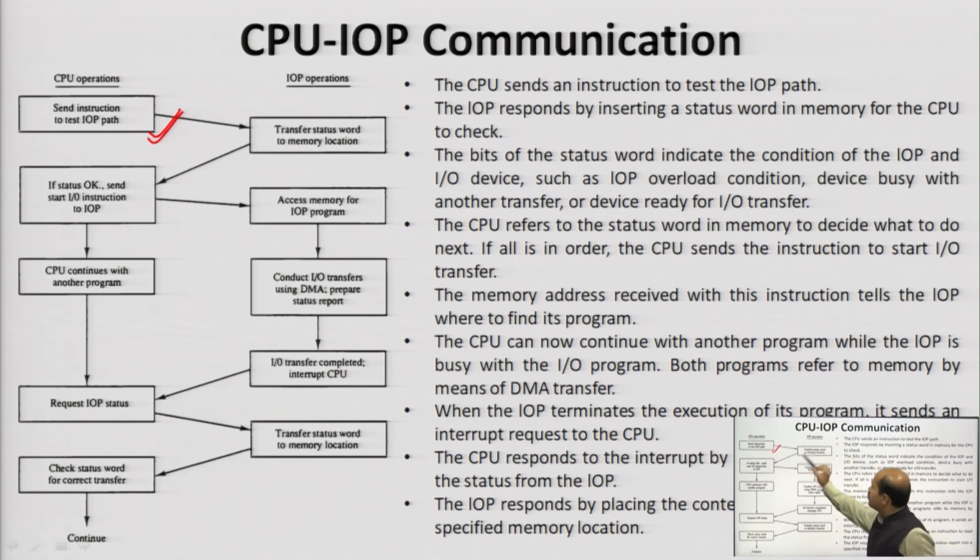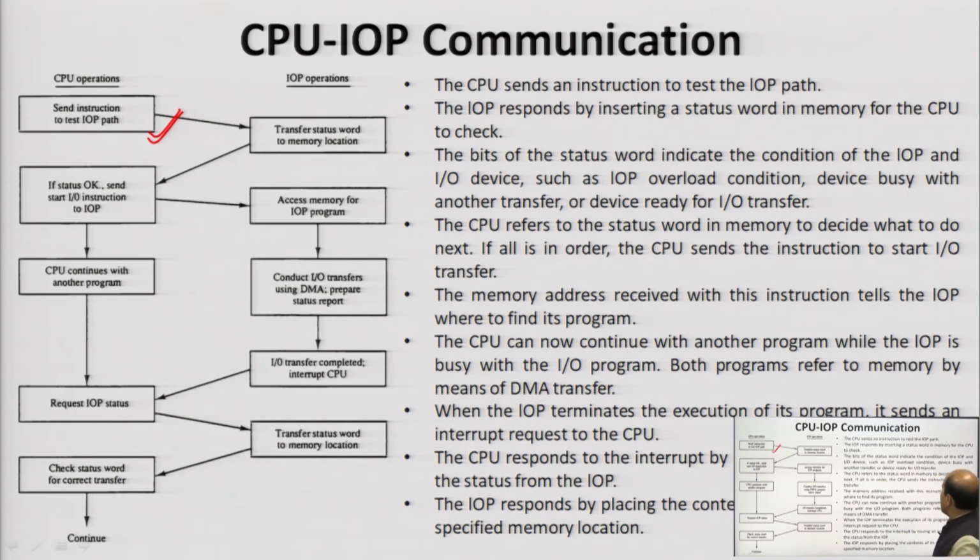Now, the bits of the status word indicate the condition of the IOP and IO device. So, these are the bits issued by the IOP showing whether devices are ready and the current status of the particular IO device, busy with another transfer or ready for the IO transfer. Suppose the CPU wants to communicate with some device. The status of that particular device is informed by the IOP. Next, the CPU refers to the status word in memory to decide what to do next. If all is in order, the CPU sends the instruction to start IO transfer. The memory address received with this instruction tells the IOP where to find its program.